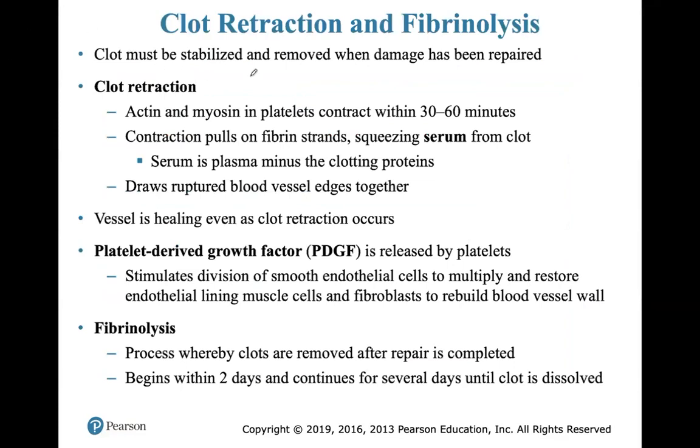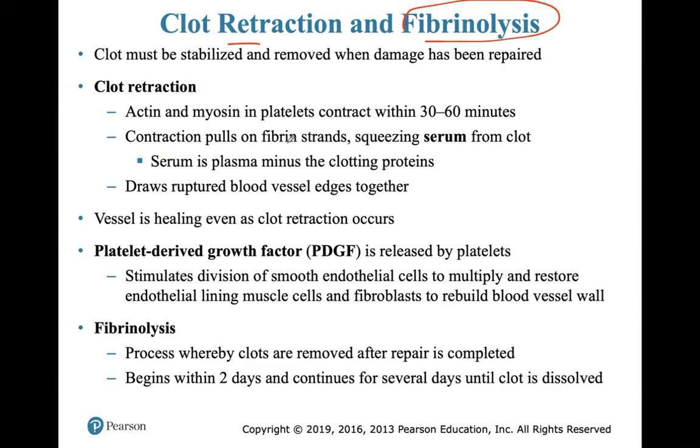After that, the clot will stabilize and has to be removed, because the clot cannot stay there; underneath, the tissue will start repairing. I'm sure you have seen that after a few days, the scab that formed over an injury falls apart and is gone. That is called clot retraction. And finally, fibrinolysis happens.